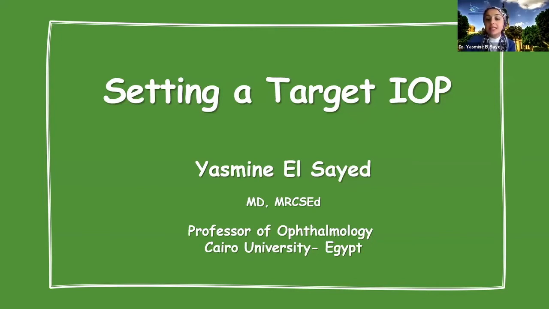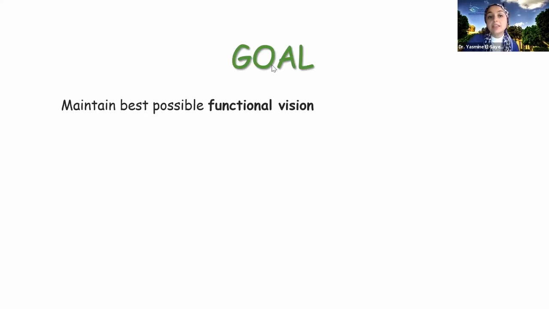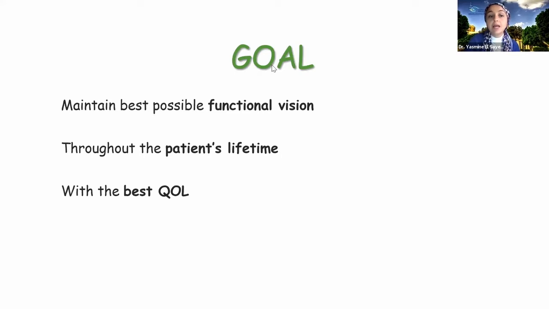So my talk is on setting a target for glaucoma patients. And in order to set the target, we need to know what our goals are in dealing with a glaucoma patient. What you want for your glaucoma patient is to maintain the best possible functional vision throughout the patient's lifetime and with the best quality of life. And in order to achieve that, the only modifiable risk factor you can use is the IOP. So you need to lower that to a target at which you can hinder further deterioration of the functional vision.